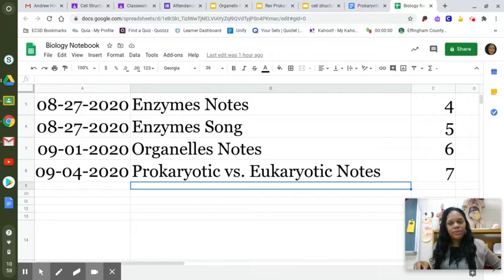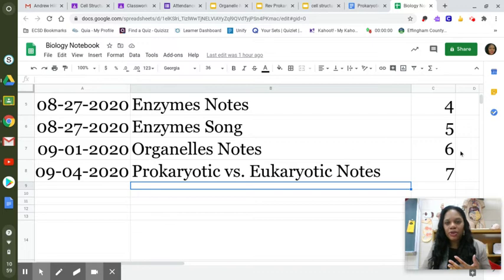This is going to be your lesson on prokaryotic versus eukaryotic cells. These notes will go on page 7 of your notebook, and this is Friday's lesson. Your notes are going to be very, very simple. I will have a summary for you at the end of these notes. Okay.